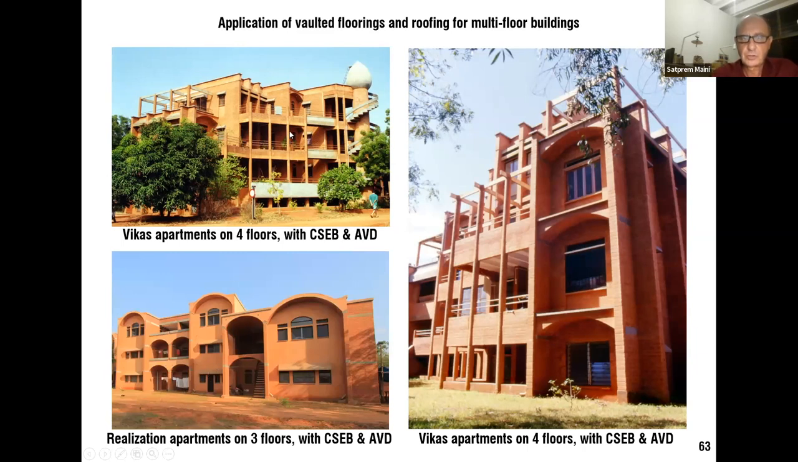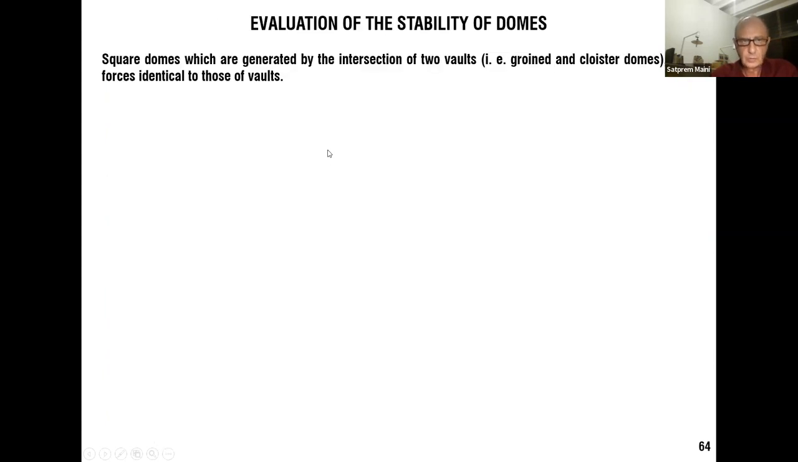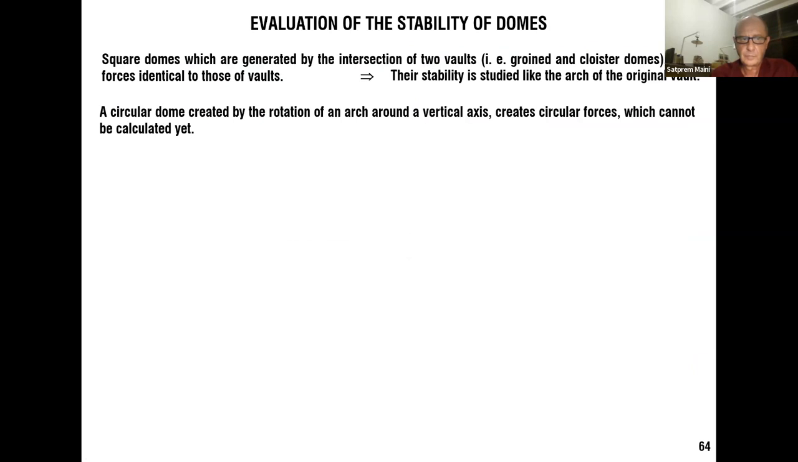So now, evolution of the truss for domes. So domes have different behavior from vaults. So I have to see that. So the stability for the square domes is generated like a study of an arch of the original shape of the vault. If you have a circular dome, it will be created by the rotation of an arch around the vertical axis. And this creates hoop forces. And our method cannot calculate yet hoop forces. So this requires a different approach for the stability of the domes.